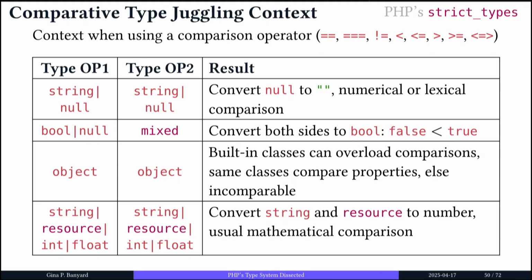Objects, again: built-in classes can overload the comparisons. So for example, you can compare two DateTimes. If you have two instances of DateTime, you can check if one is less than the other, and it will tell you that one is before the other.